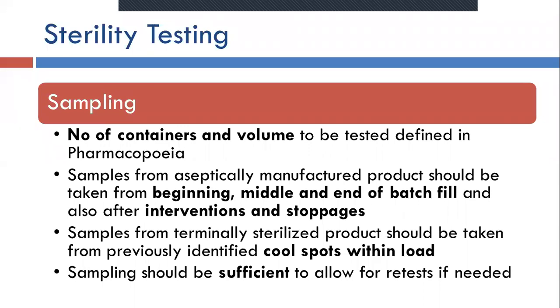And sampling should be sufficient to allow for retesting if needed. Whenever we do the sampling, instead of taking 1, we have to take 3 or 4, so that if any retesting is required once or twice, the sample will be sufficient.